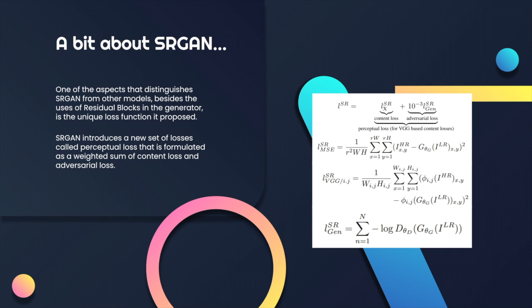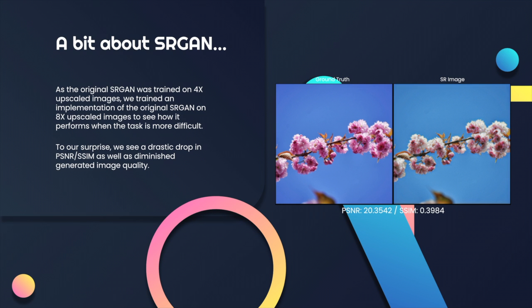SR-GAN introduced a new set of losses called perceptual loss and is formulated as a weighted sum of content loss and adversarial loss. As the original SR-GAN was trained on 4x upscaled images, we trained an implementation of the original SR-GAN on 8x upscaled images to see how it performs when the task is more difficult. To our surprise, we see a drastic drop in PSNR/SSIM metrics, as well as diminished generated image quality.